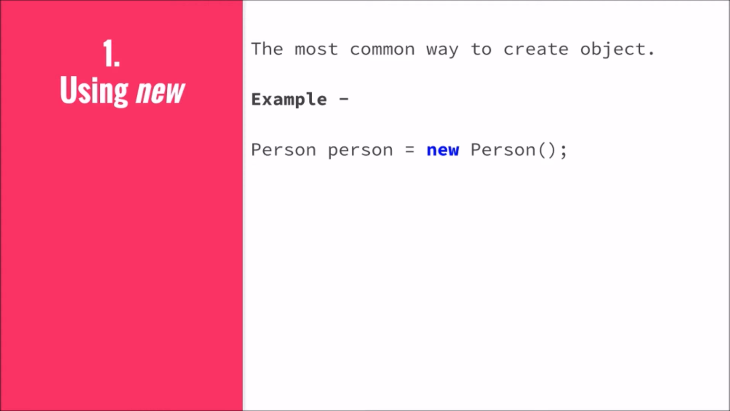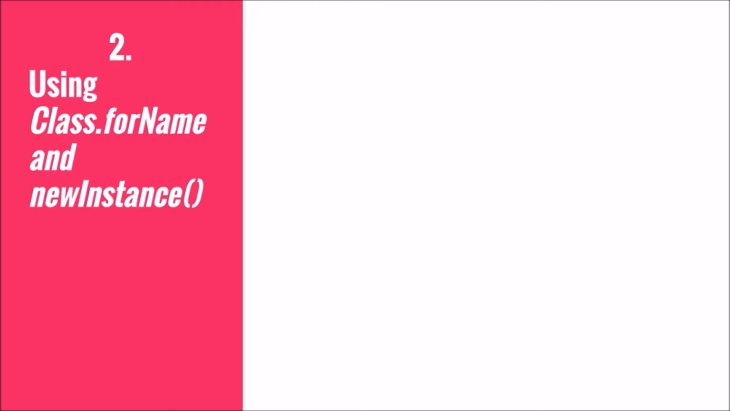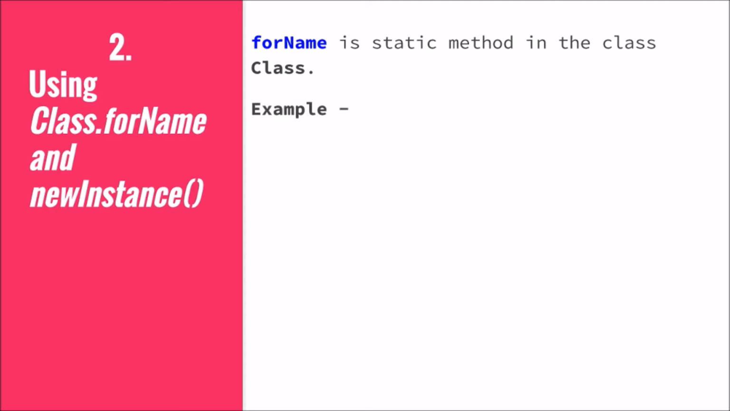So let's move ahead to the second way. The second way is using Class.forName and using the newInstance method, right? forName is a static method in the class called Class, with a capital C. There is a special class which starts with capital C and it's called Class, and in that there is a static method called forName. So using that also we can create objects.